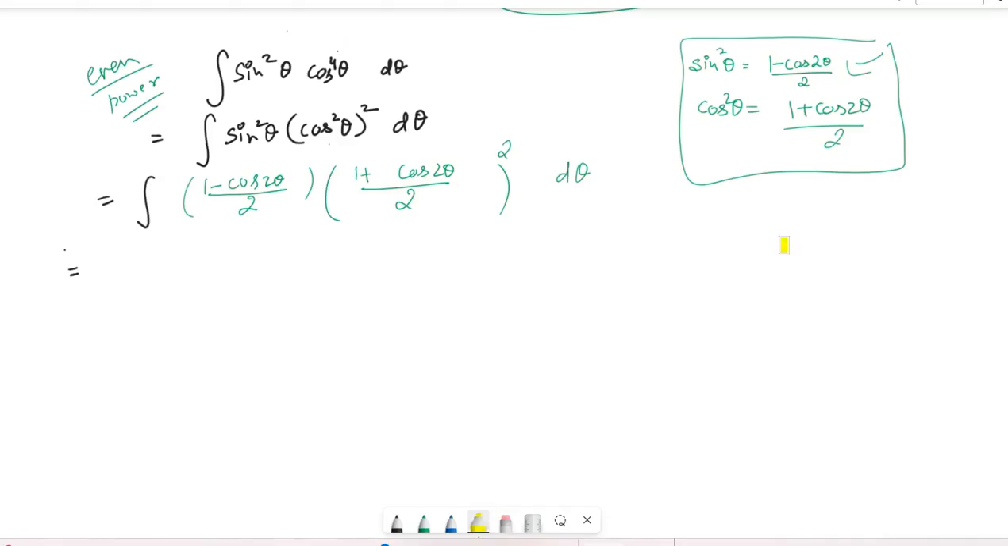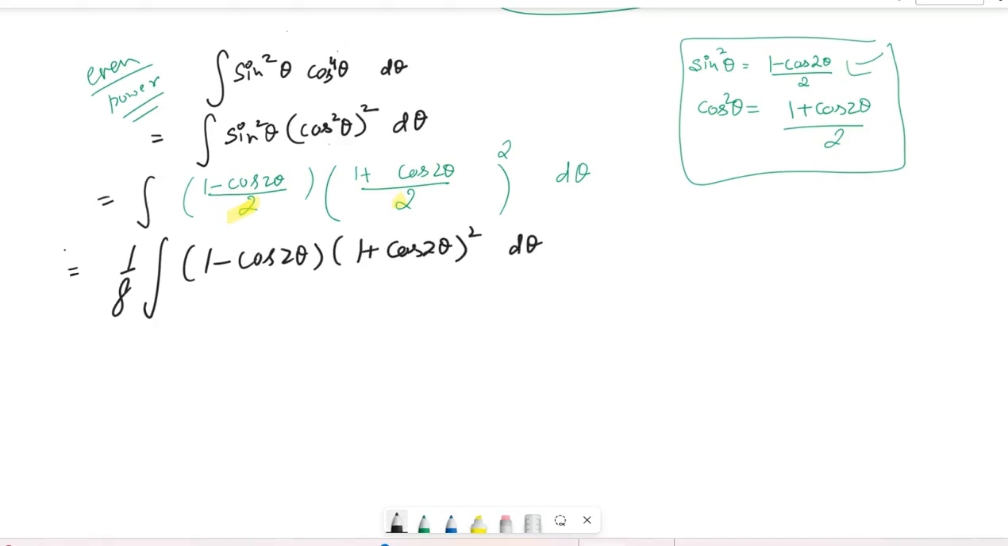You guys notice this 2 and this is 2 square. That will be 2 times 4, so 1 by 8 will come out. We have (1 minus cosine 2 theta) times (1 plus cosine 2 theta) square d theta. We'll have to expand it out before we can integrate this. 1 by 8 integral 1 minus cosine 2 theta. This thing can be expanded.